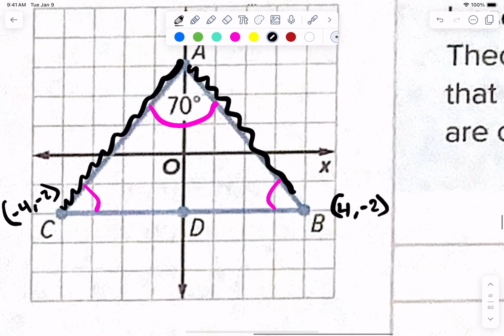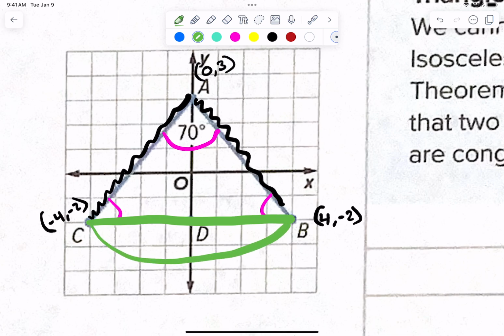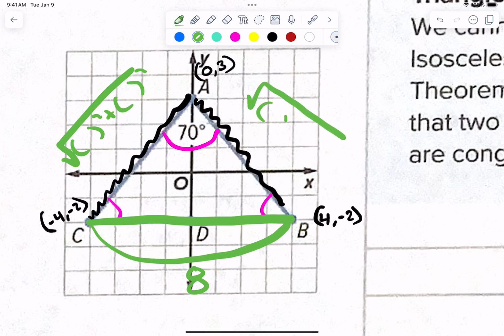Okay? Now, I don't necessarily have to do the distance formula for the bottom right here. I could just count that. How far are those two apart from each other? How far is that? 8? So that's 8 units. I could just count that, right? But for the other ones, we have to do the distance formula. So I'm going to do a distance here. And I'm going to do a distance here. Okay.